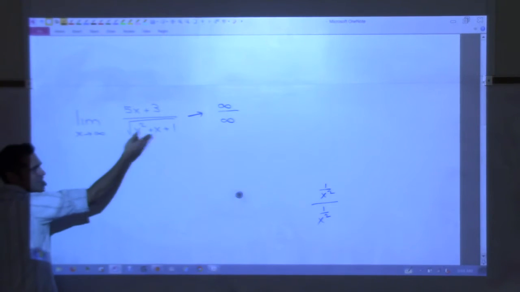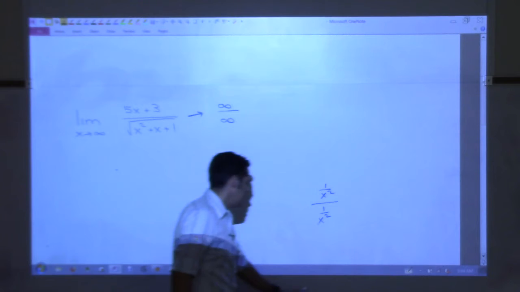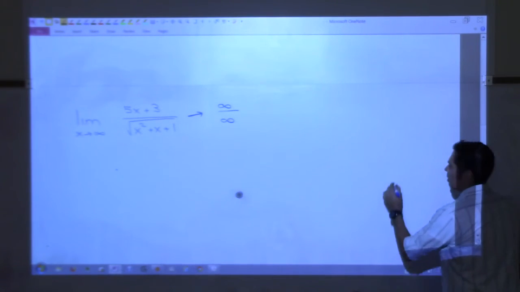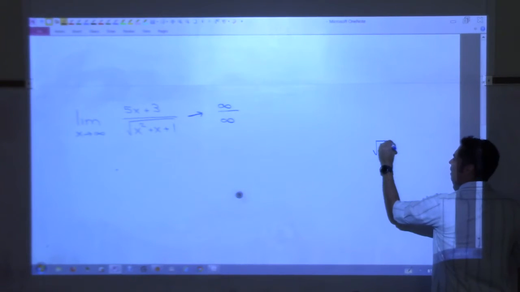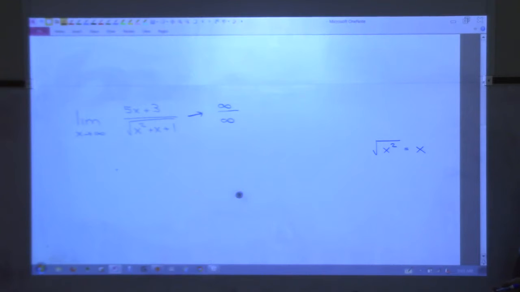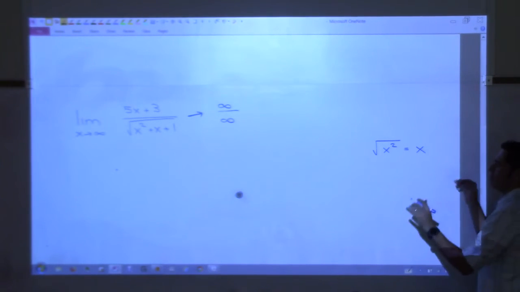Right? You can't just slide into the root, right? So this is going to force us to think about something over here on the side. Just think about roots for a second. If I have the square root of x squared, I think everyone would agree that that's x. It's actually absolute value of x, but we're going to infinity, so we can just leave it like this.